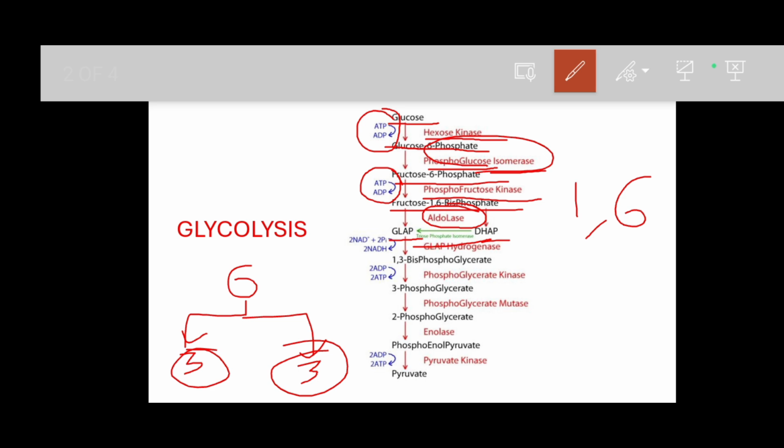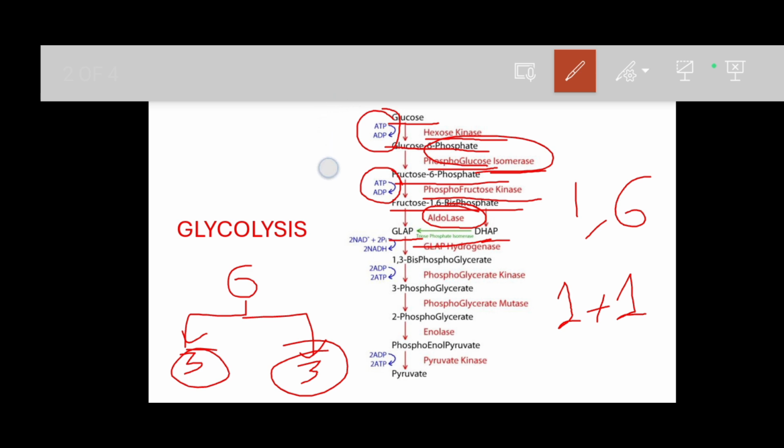This DHAP gets converted into glyceraldehyde 3-phosphate with the help of the enzyme triose phosphate isomerase. I think that's clear. From glyceraldehyde phosphate, always remember that we already have one glyceraldehyde 3-phosphate, right? But from now on, the DHAP is also converted into glyceraldehyde. So we have an extra glyceraldehyde. So from now on, we are using 2 moles of glyceraldehyde 3-phosphate.